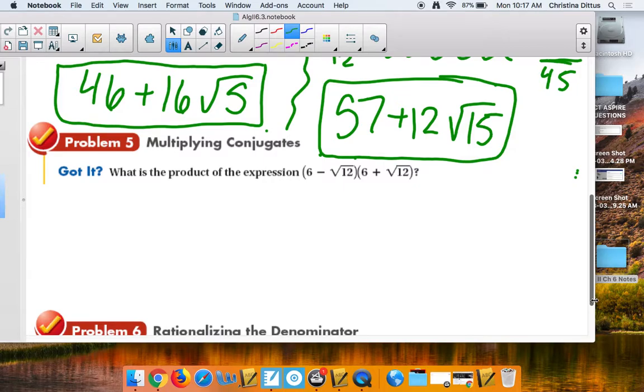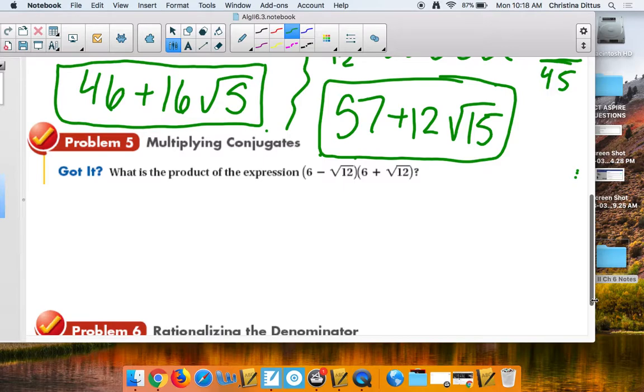Alright, conjugates. You guys remember what conjugates are? We talked about them when we had our imaginary numbers. All a conjugate is, one version has a minus, the other one has a plus. So if you're asked to find a conjugate and you're given the minus one, you would just write the plus version. If you're given the plus version, you write the minus version as a conjugate. Okay?